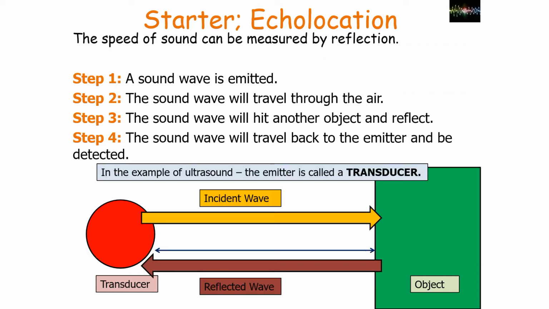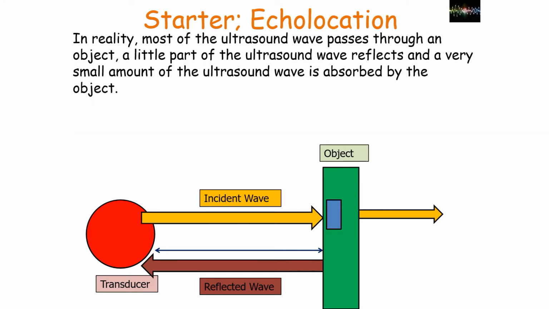Now, in the example of ultrasound, we call the emitter a transducer. In reality, most of the ultrasound wave passes through an object, a little part of the ultrasound wave reflects, and a very small amount of the ultrasound is absorbed by the object. So what will happen is that most of the incident wave will travel through the object, a small amount will be absorbed by the object, and a proportion of it will be reflected back to the transducer.